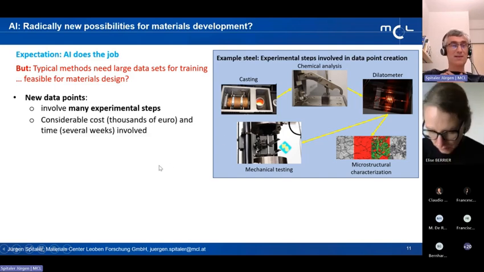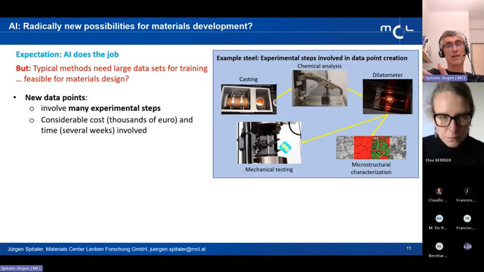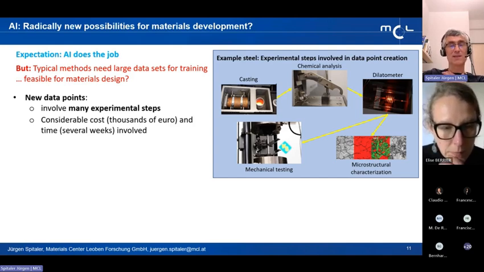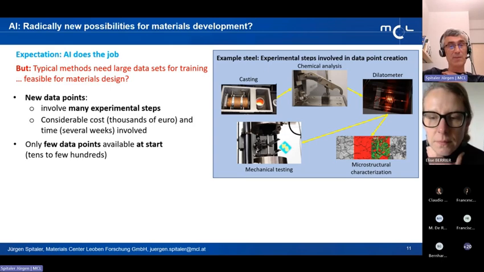At the end, you understand that you have a considerable cost involved in one new data point, which means thousands of euro, and also considerable time. In reality, this really takes weeks to produce a new material, to produce the samples for different analysis steps, and then really get the data you're interested in. So in this sector, we are quite far away from fully robotic automated systems, and data points are really valuable. Also, the starting point is really few data points. The typical situation is that we have tens to a few hundreds of data points. And this, of course, has a large impact on what methods we can use in terms of machine learning.